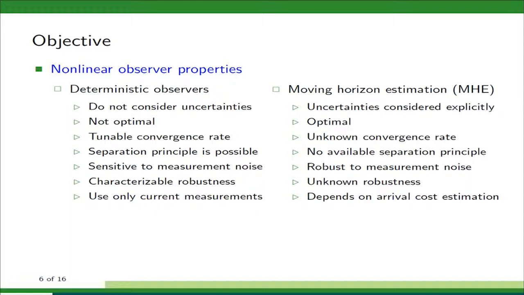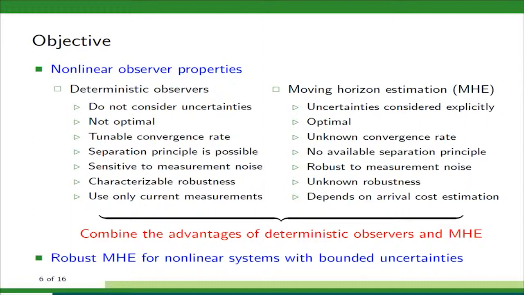From this list, we see that both have some very desirable properties, but at the same time some drawbacks. So can we combine the advantages of the deterministic observer and moving horizon estimation into a unified framework? That's the primary objective of this work. And we propose a robust moving horizon estimation for nonlinear systems with bounded uncertainties. In this design, we try to combine these advantages.